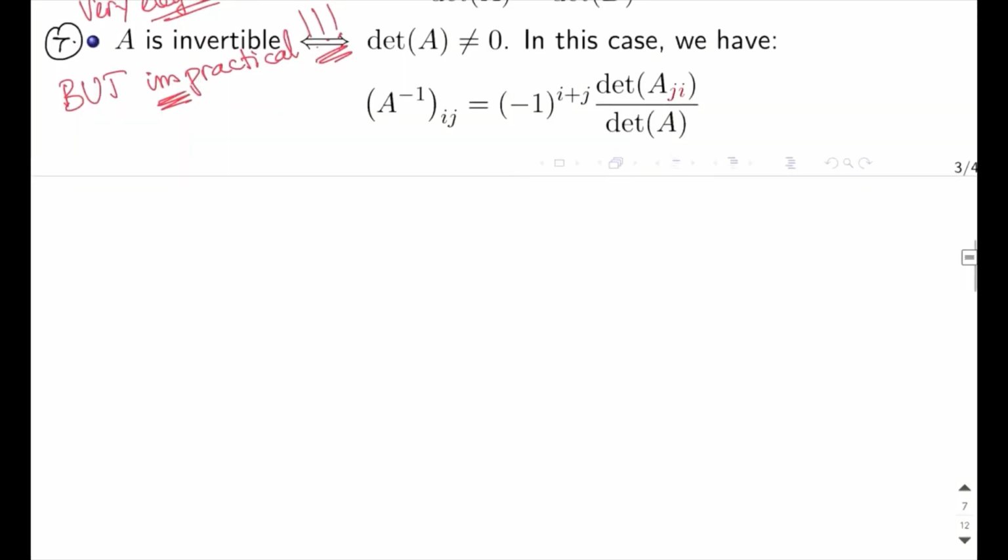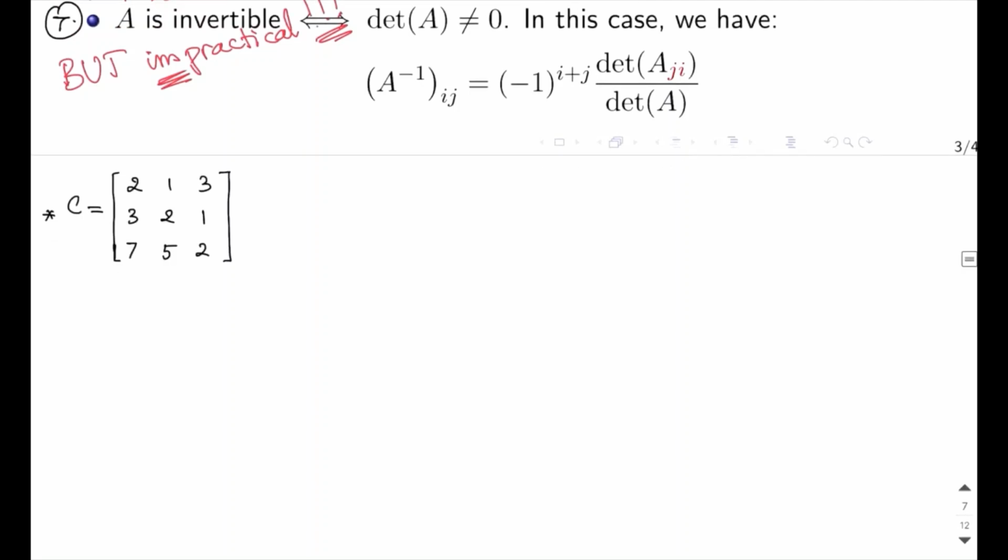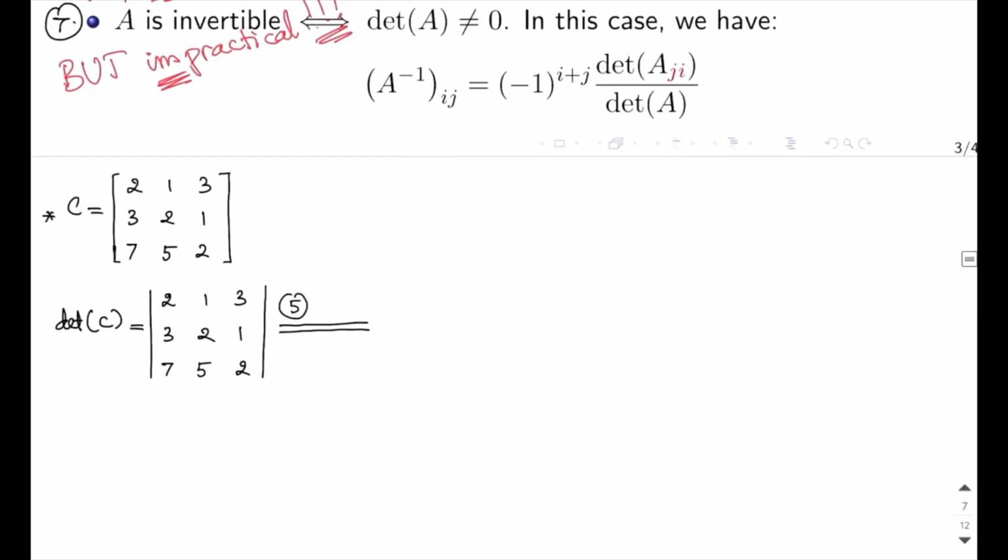The matrix C is a 3 by 3 matrix. First of all, you have to compute the determinant of C. We utilize property number 5, with the R being 1/2. All right, so row 1 becomes 1/2 row 1. If you multiply row 1 by 1/2, you're going to get 1, 1/2, 3/2.